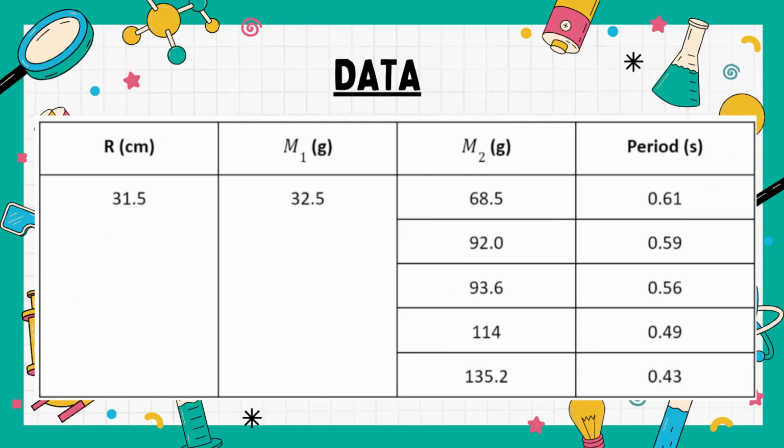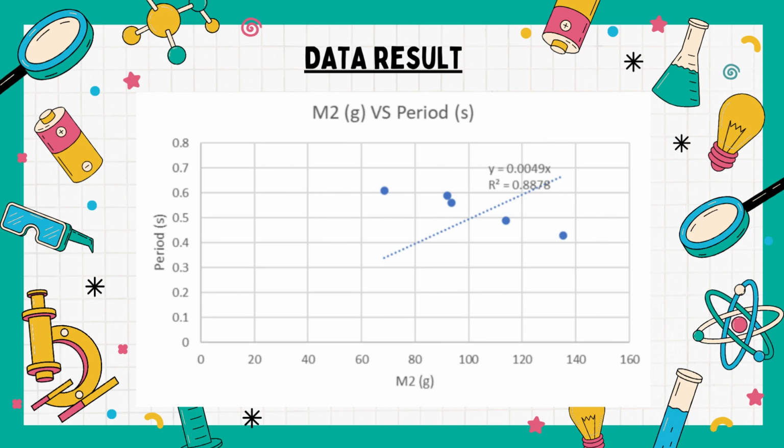So, the experiment's data is summarized below. Throughout the experiment, the radius r and mass of the stopper remain constant at 31.5 centimeters and 32.5 grams respectively. With a load mass of 68.5 grams, the period time was 0.61 seconds. With 92 grams, it decreased to 0.59 seconds. With 93.6 grams, it further reduced to 0.56 seconds. With 114 grams, it dropped to 0.49 seconds, and with 135.2 grams, it reached 0.43 seconds. These results demonstrate a clear trend. As the load masses increase, the period decreases. We converted our data into a graph as follows.